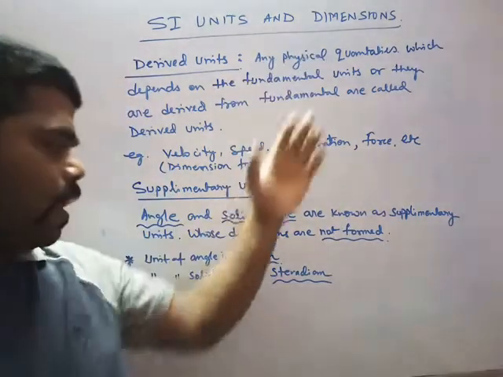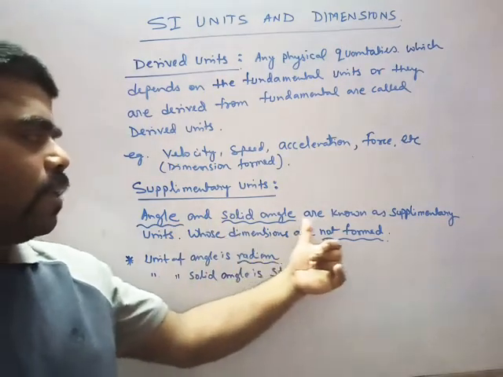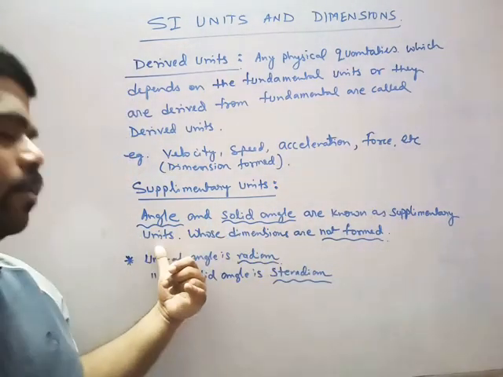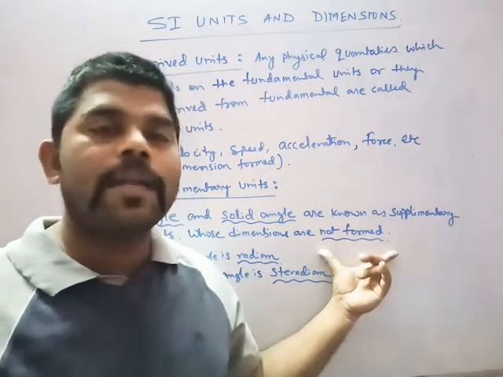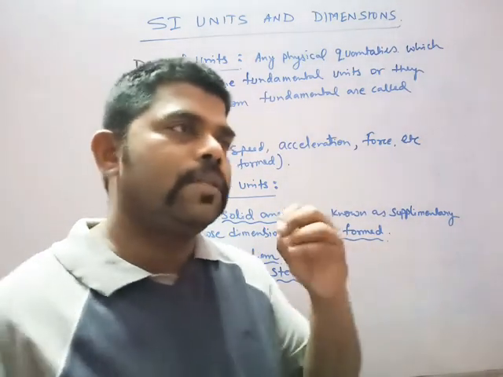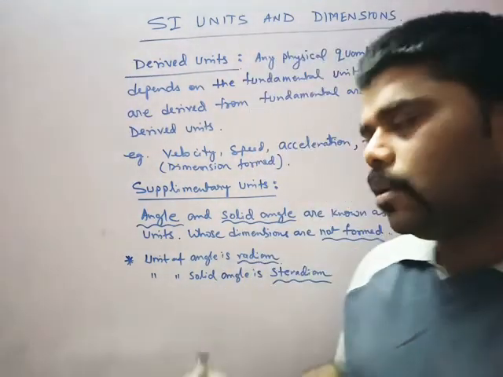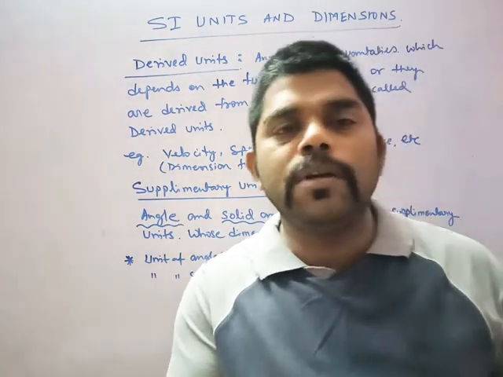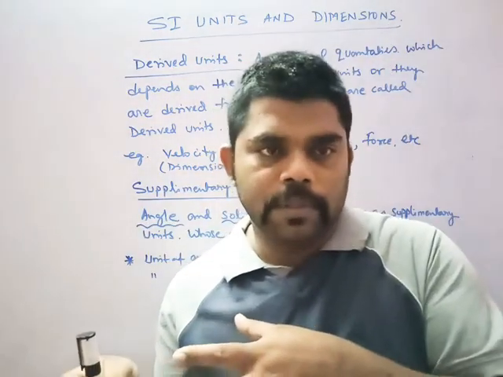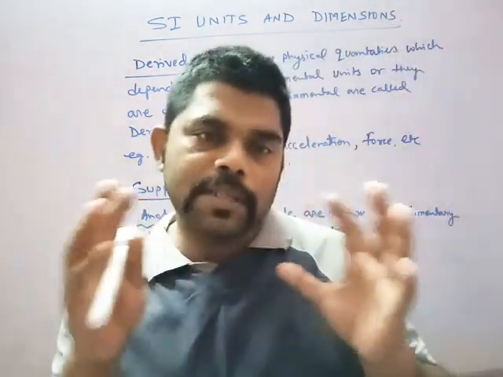Except the 7, these 2, angle and solid angle, are known as supplementary units. You know, their dimensions are not formed. Keep it in mind, their dimensions are not formed. That's why we never take their unit. We never write their unit, or the unit is not included to form the formula. I think you will be confused by that, so we'll discuss it later on when we discuss dimensions.